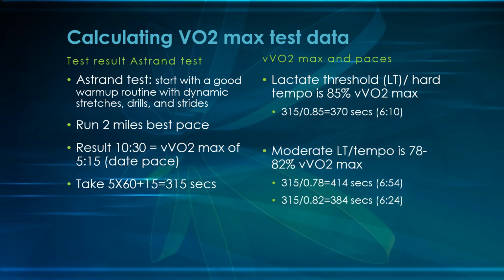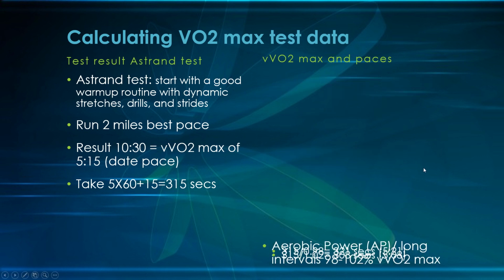There's also moderate tempo, which I do a lot more of in recent years. A moderate tempo run is 78 to 82% of your VO2 max. Go through the same mechanics in terms of dividing your seconds by either 0.78 or 0.82, and this kid would run a moderate tempo workout between 6:24 and 6:54.